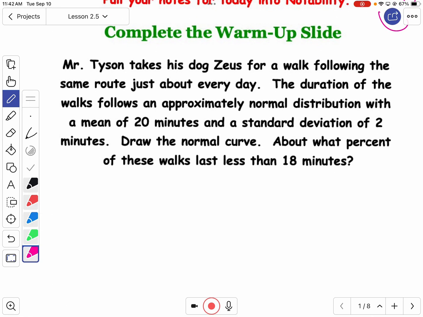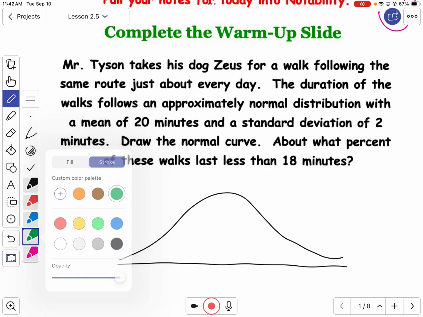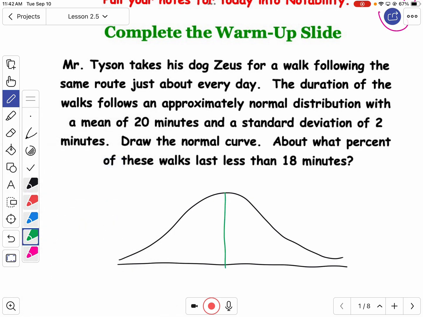So let's do that. What does the normal curve look like when we draw it? It's that bell curve, right? And then what always goes right in the middle? The mean. So right in the middle, and what's that weird letter we use? Yeah, it's like a fancy U. Okay, call it mu, and that's where we're going to put 20.